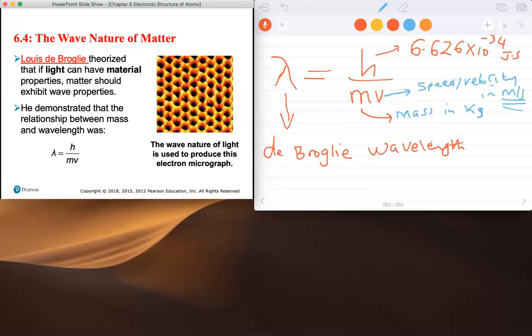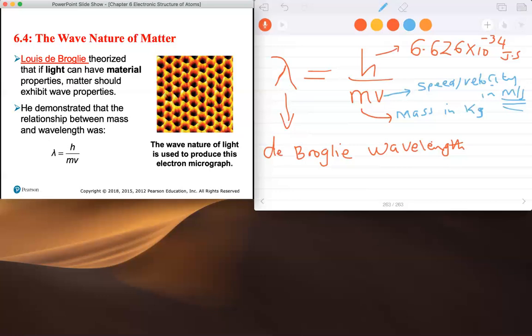If the mass is given in grams, you have to change it to kilogram. If mass is given in milligrams, you have to change it to kilogram. If it is given in ounces, you have to change that to kilogram. Why are we changing those units?